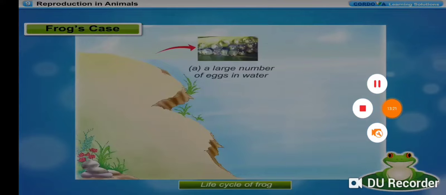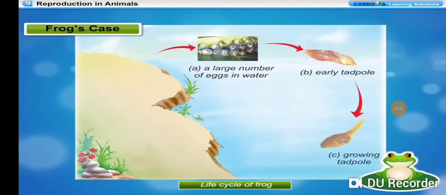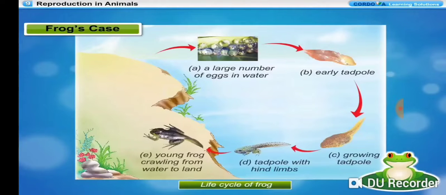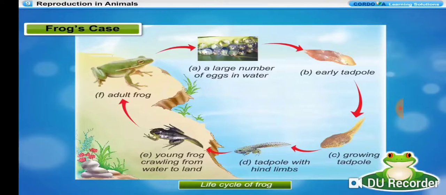An adult female frog lays a large number of eggs in water. After some time, the eggs hatch into small, fish-like larvae called tadpoles that grow larger as they feed on algae and bits of plant material. The tadpole grows its limbs. After the development of both pairs of limbs, the young frog crawls on the land.